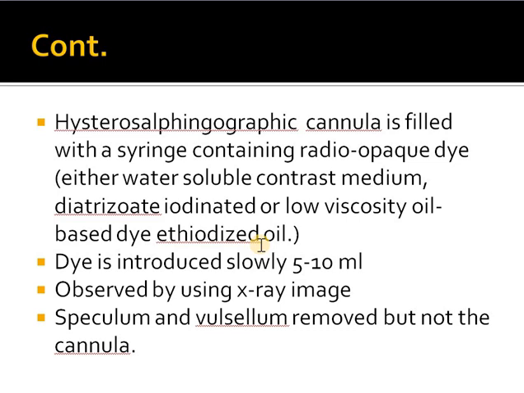Then next, we push around 5 to 10 ml of dye very slowly. Then we take two X-ray images. One is taken immediately after putting the dye, and that is to find the shape of the uterus.